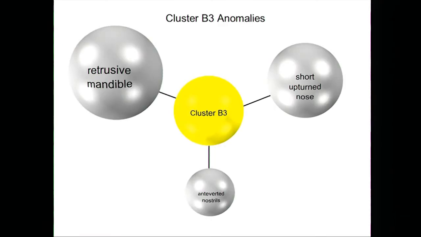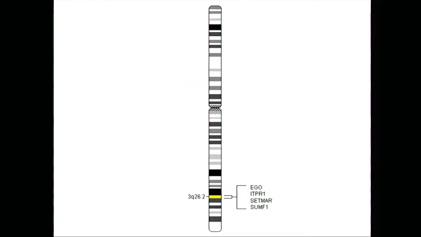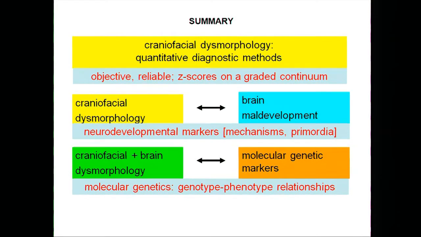And finally, there was a cluster that emerged with 3 features that map to chromosome 3, the long arm, and that's a deletion. And each of these genes within the region would be candidate genes for studying the genotype-phenotype correlation. So in sum, we're using these objective measures. We're using them to test brain-face correlations and other studies, collaborating with MRI labs at Brigham and Women's Hospital and Mass General. And then finally, we are correlating molecular genetic markers with these dysmorphic phenotypes.